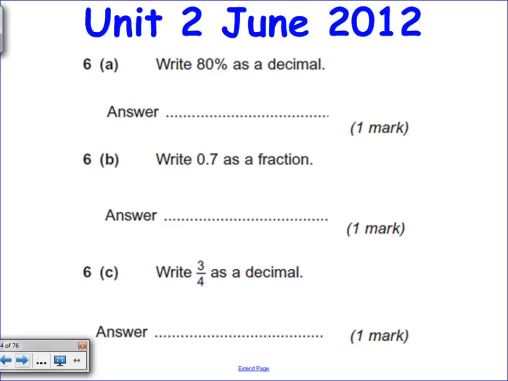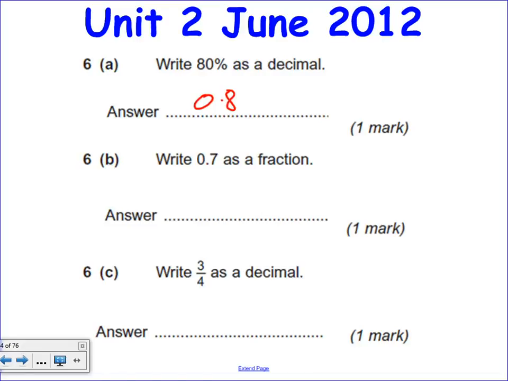Okay? So they'll get you to do silly things like this. So have a go at those three. It shouldn't take more than a few seconds because they're all quickly identifiable. So 80% as a decimal then. What's that, do we reckon? 4.8, yeah? 80 divided by 100, 0.8.